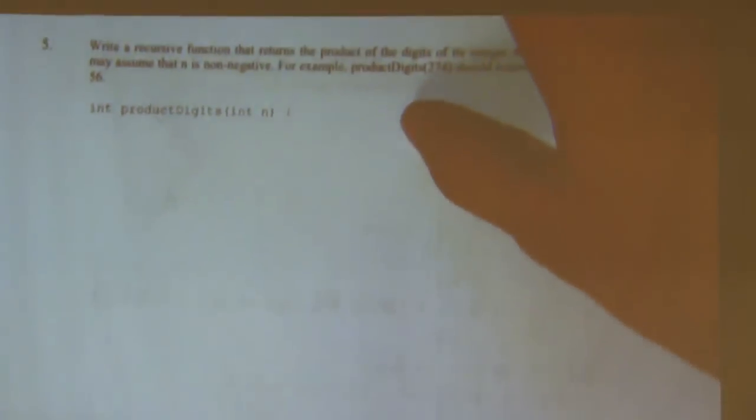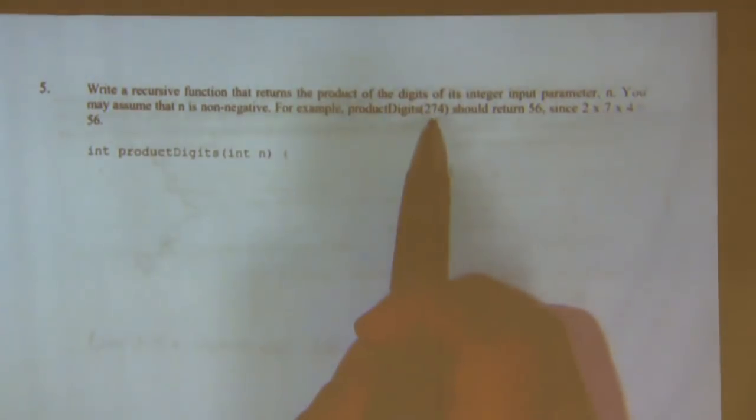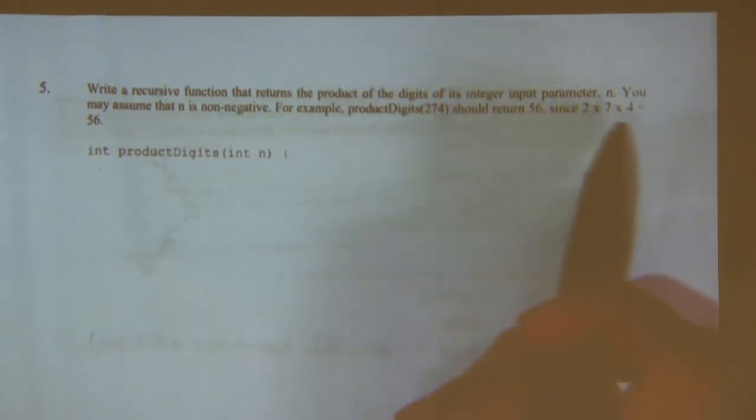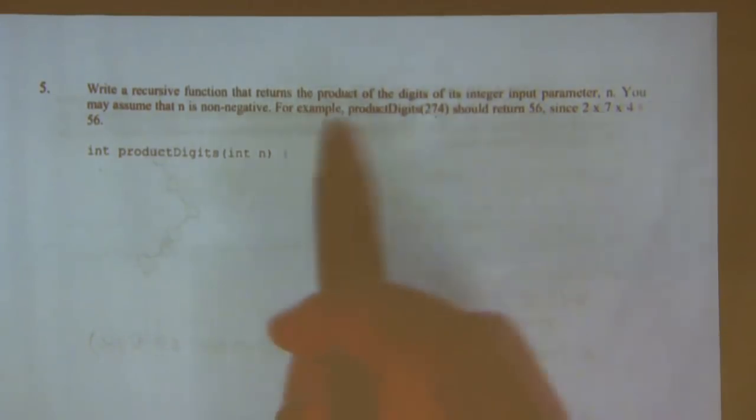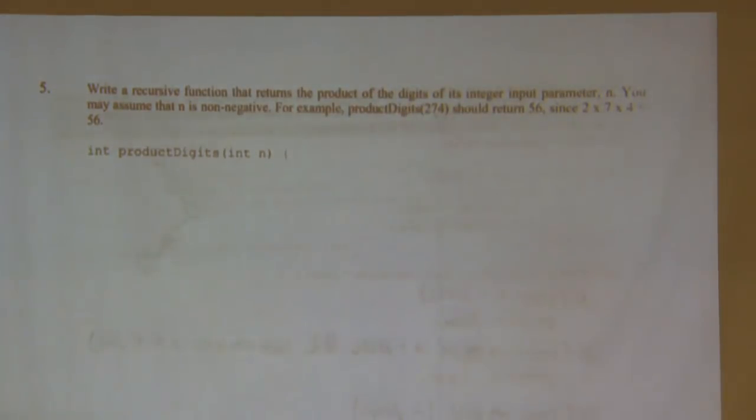So now we'll move on to this one. This is a pretty interesting one. It says write a recursive function that returns the product of the digits of its integer input parameter n. You can assume that n is non-negative. As an example, if we were to pass 274 to this, it should return 56 since 2 times 7 times 4 is equal to 56. And we're supposed to do this recursively too.